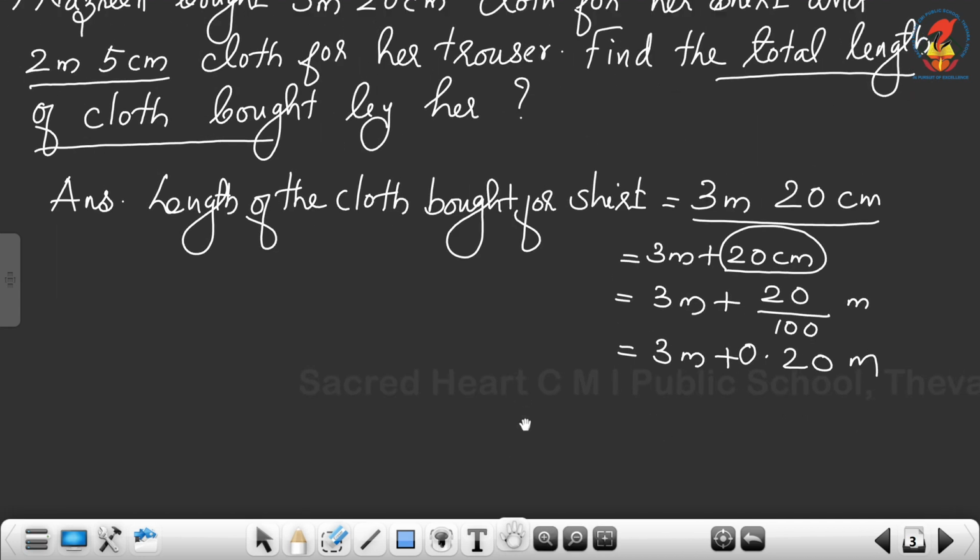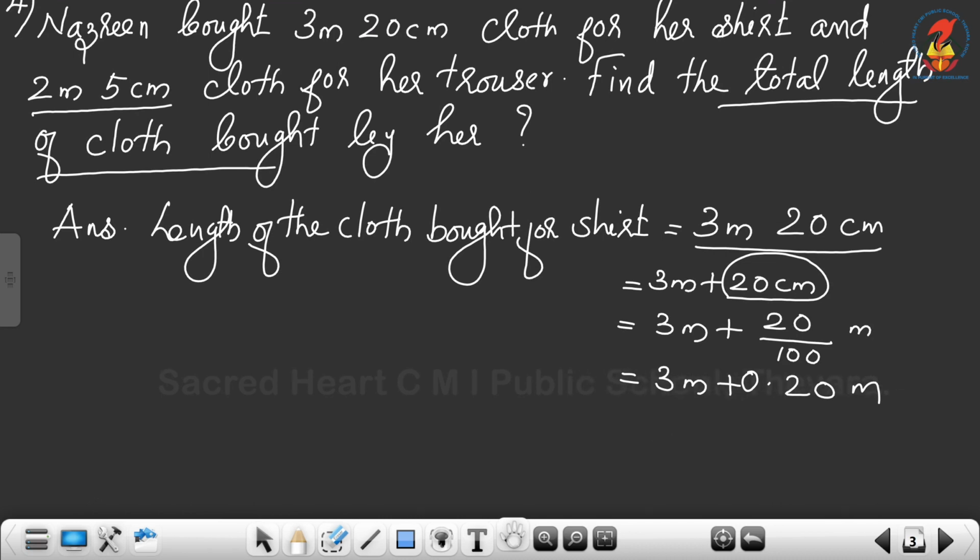We can write it as 3.20 meters. So we can write down the answer straight away. 3 meter 20 centimeter means it is 3.20 meters. 3 will come in the whole number part and the centimeter quantity will be in the decimal part. So 3.20 meters. Similarly, we can find out the length of the cloth bought for her trouser.